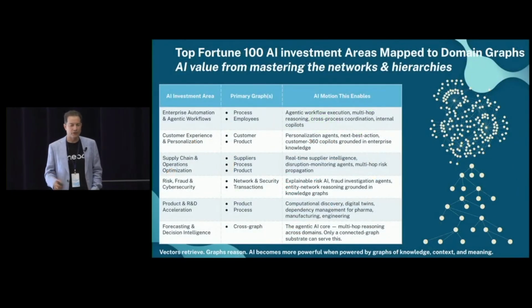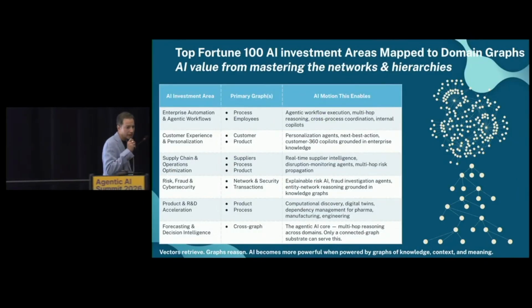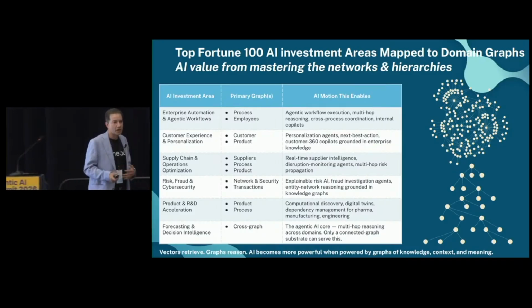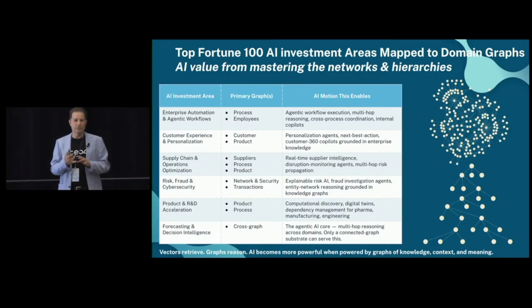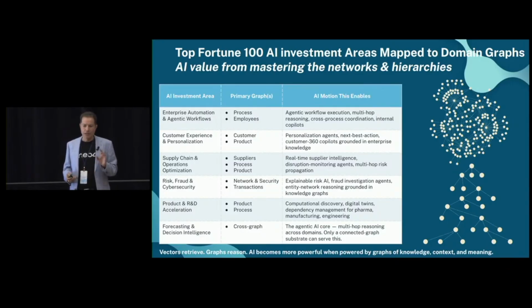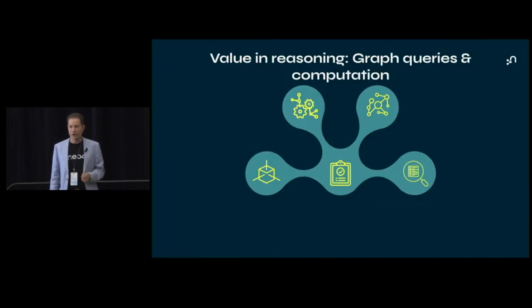And you can build these out incrementally. I don't have a lot of time to go through this, but I'll just flash it. This looks at the top AI use cases, just looking at data coming out of the top systems integrators and some of the top AI labs, mapped to the kinds of graphs that show up, mapped to the kinds of AI motions and process that are enabled. And you'll see things like multi-hop reasoning and agentic workflows in there.